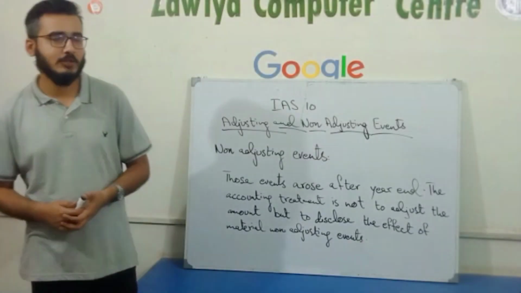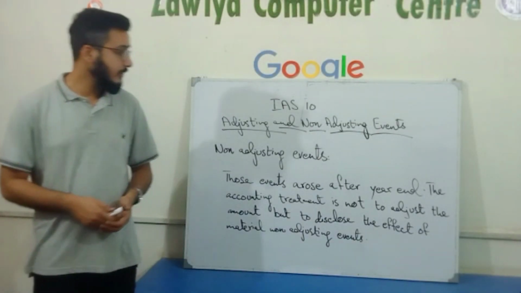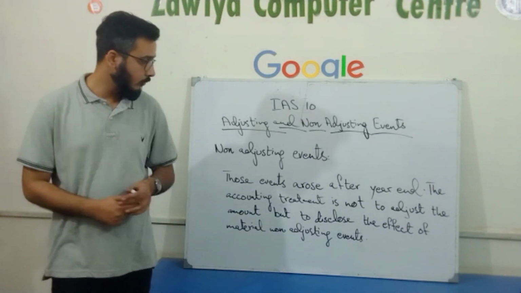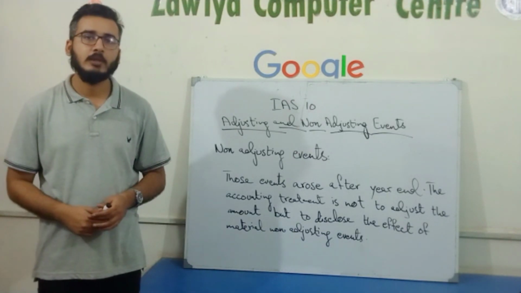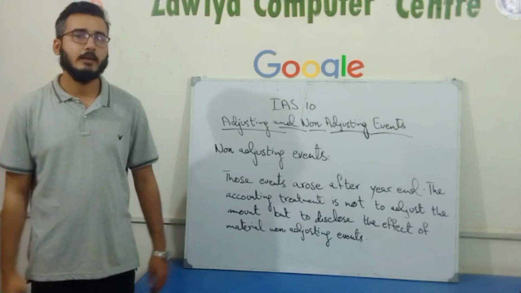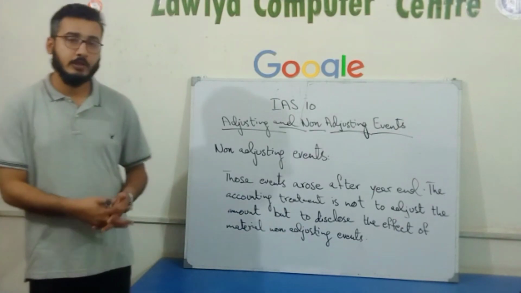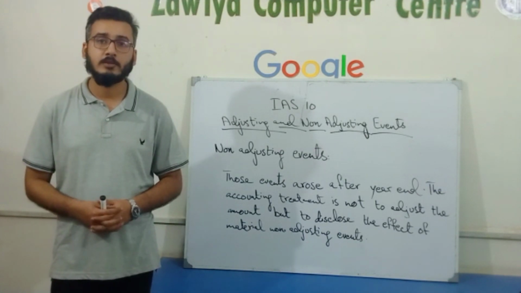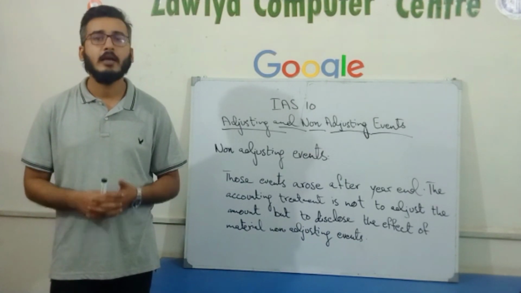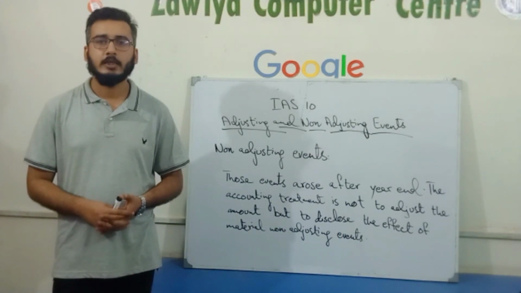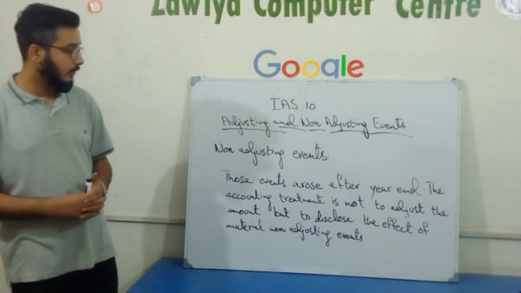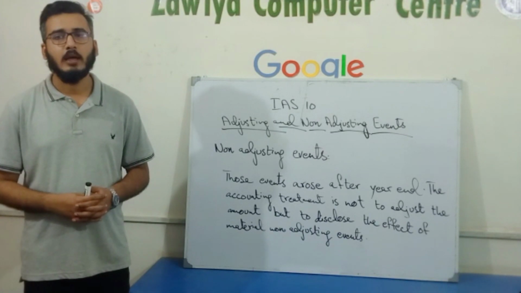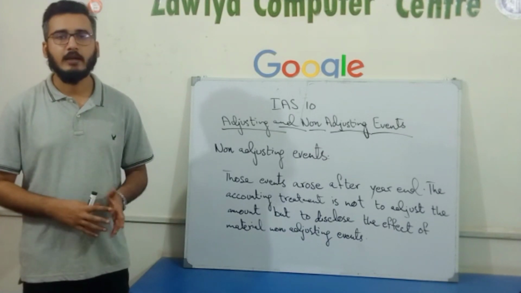Now, the non-adjusting events. Those are events that arose after the year end. The accounting treatment is not to adjust the amounts in the financial statements, but to disclose the event if it is material. It means that if it can impact the financial statements, then you just have to disclose it in the disclosures and show it in the financial statements.